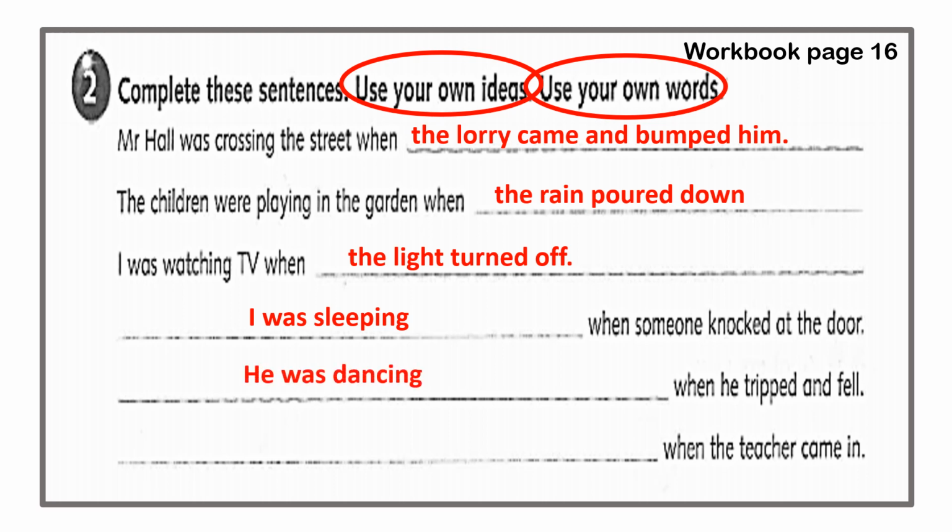He was dancing when he tripped and fell. Was dancing, past continuous. Tripped and fell, simple past. The students were making noise when the teacher came in. Were making, past continuous. Came, past simple.